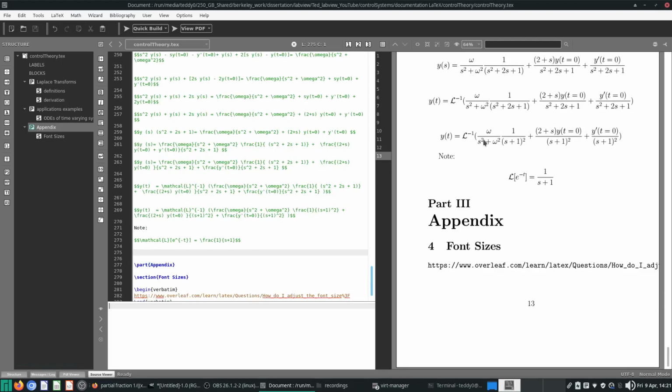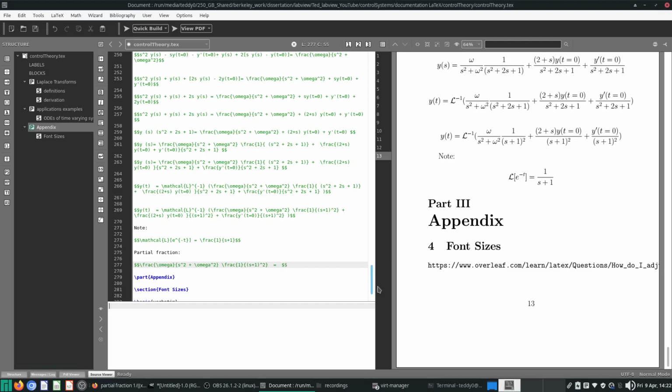Let's talk about this first term first. How do we do this partial fraction? I'm going to use Wolfram for it because I don't want to do the partial fractions bit, it's very tedious. This is a repeated linear factor kind of a thing. So this is s squared plus omega squared, and then there's a repeated linear factor.